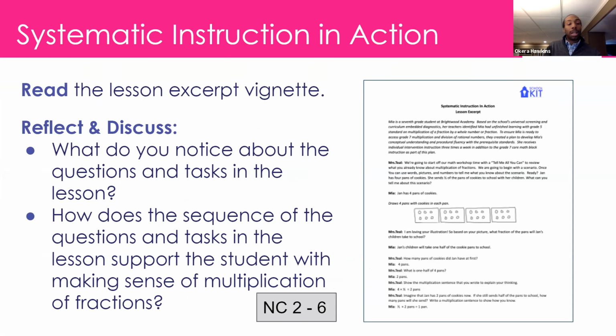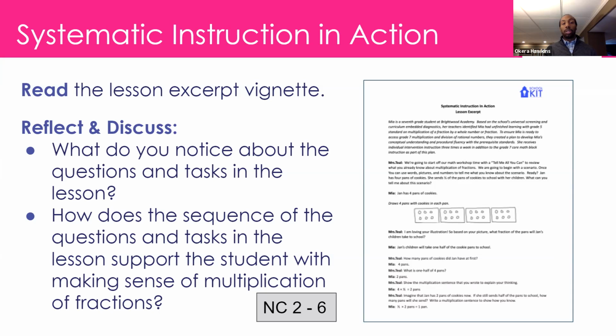What I would like for us to do now is to look at a sample of systematic instruction in action. So you're going to turn to your note catcher and look at pages 2 through 6. We're going to have about 5 minutes to read the lesson excerpt vignette. And as you're reading, I want you to take note and be ready to discuss the following two questions.